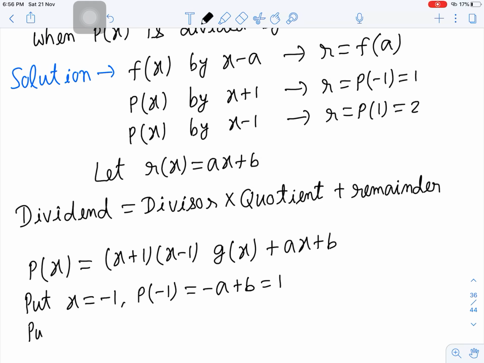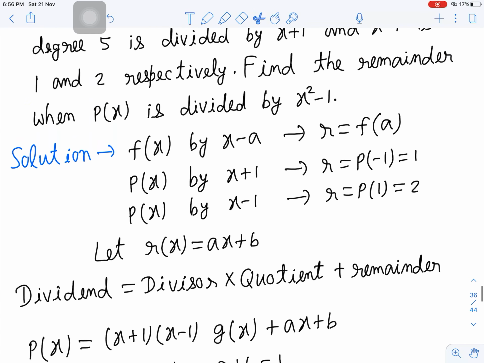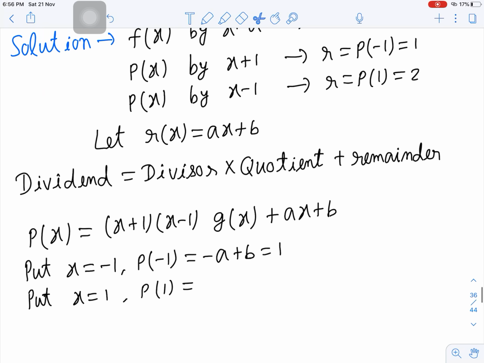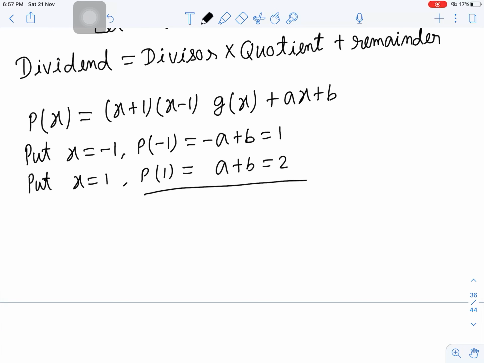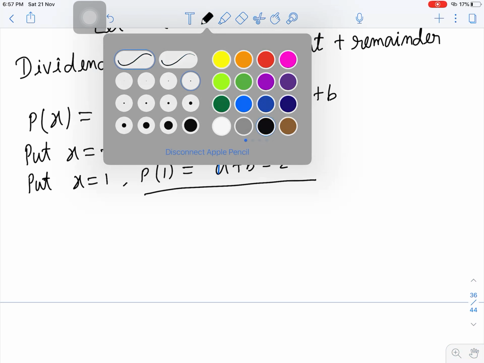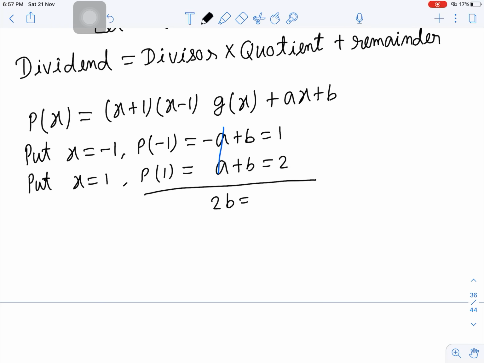Similarly, if you put x equal to 1, you will get p of 1, and this entire term will become 0, and this will become a plus b. So a plus b equal to 2. Now when you add both the equations, minus a plus a will get cancelled, and you will get b plus b, 2b equal to 3. Then you will get b equal to 3 by 2.